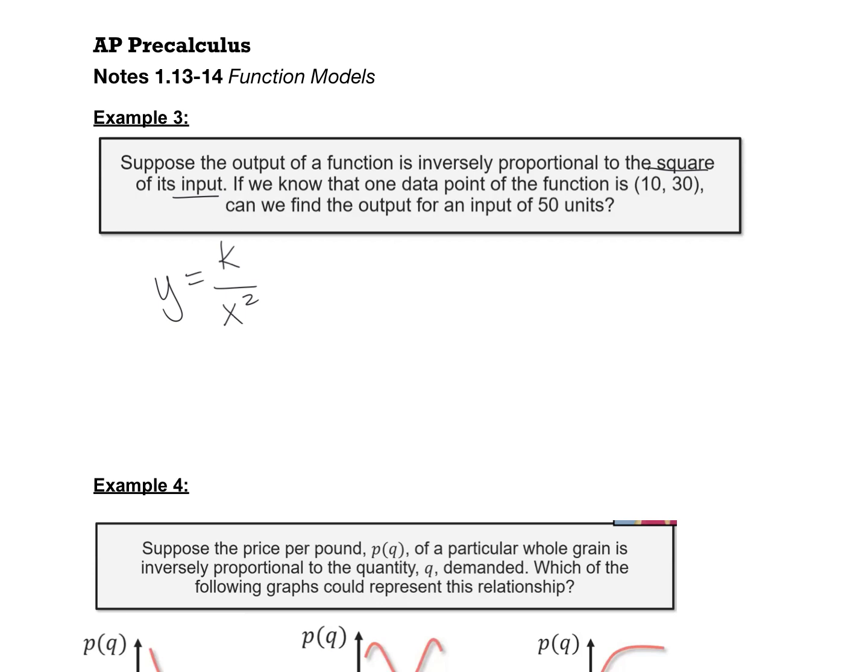So this is where the ordered pair they've given me comes in so useful, all right? So they gave me the ordered pair (10, 30). Let's put them in the right spot. If we do that, 30 goes in for y, k is what I'm looking for, and x is 10 squared. We need to solve for k. Pretty simple equation at that point.